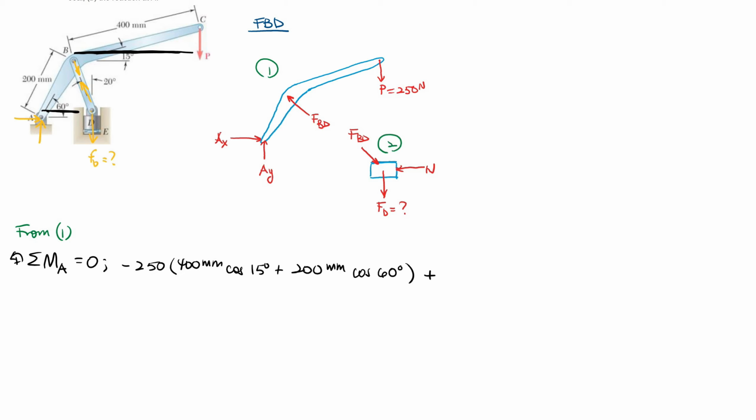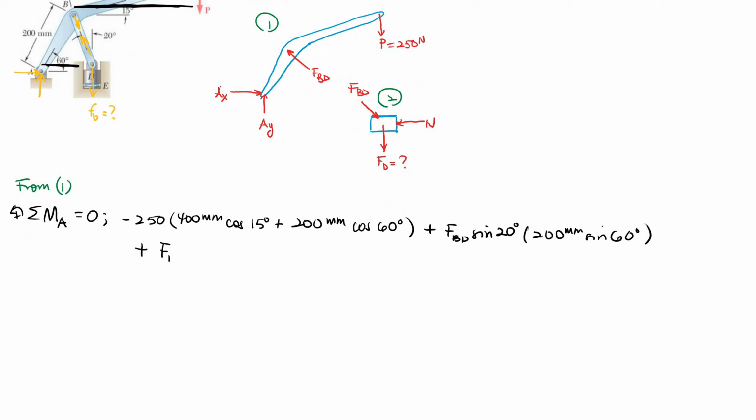Okay, and then we have FBD, which has our angle given to us, so FBD times sine 20 degrees multiplied by the vertical distance, which is 200 sine 60 degrees. And we also have FBD multiplied by cosine of 20 degrees, sorry. So you see that we have the sine 20 degree side, and the cosine 20 degrees multiplied by 200 millimeters cosine 60 degrees. Okay, and that's equal to 0.